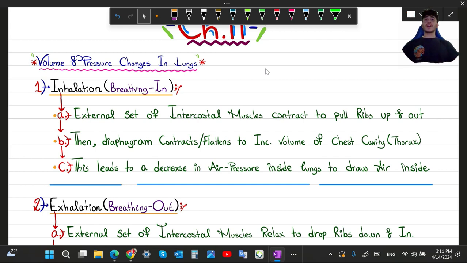Then the diaphragm contracts and flattens to increase the volume of the chest cavity, the thorax. During inhalation, the intercostal muscles and the diaphragm have contracted to increase the volume of the chest cavity. This leads to a decrease in air pressure inside the lungs, drawing air inside. So as you inhale, there's a decrease in air pressure inside your lungs because air is being drawn in.